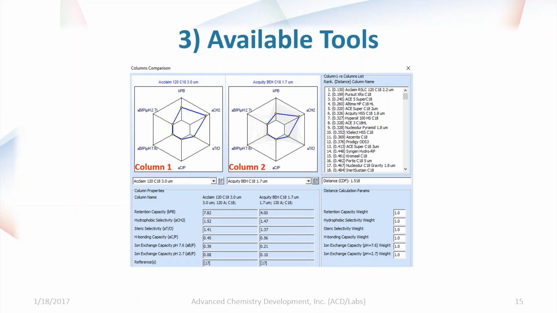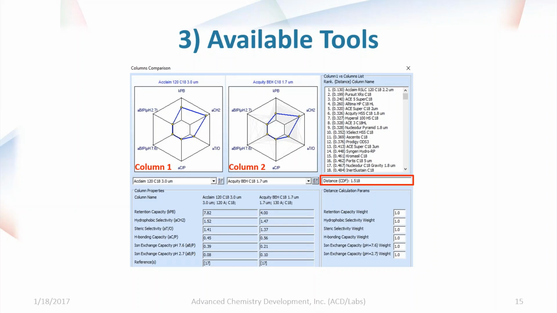So in this case, you can select the column that you're actually interested in, and select the second column that you want to compare to. Now, the program automatically calculates a column distance factor, or a CDF value. A CDF value being low means the columns are very similar, and a value that is high is quite different. So it's up to you. Maybe you want to find a column that's significantly different because you weren't able to achieve separation. It's another way that this tool could be used.